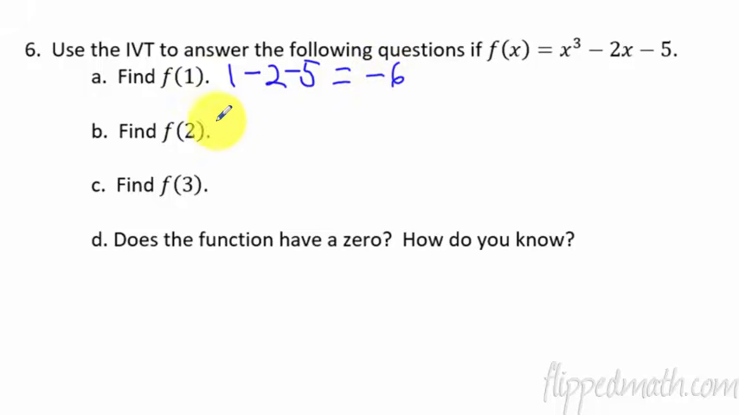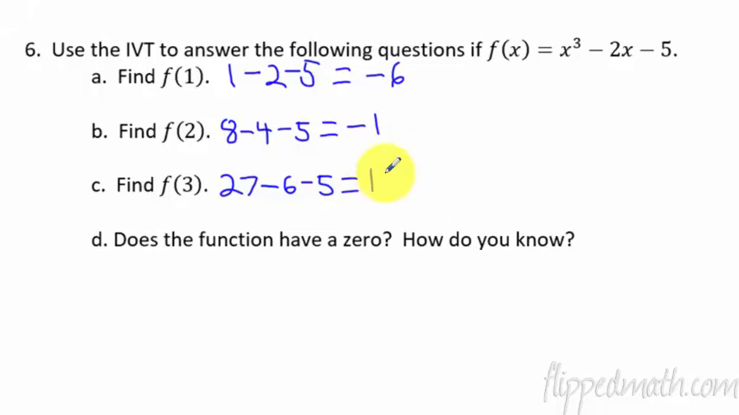Next one, plug in a 2. 2 cubed is 8, minus 4, minus a 5. And what is that going to equal? 8 minus 4 is 4. 4 minus 5 is negative 1. f of 3, plug in a 3, you get 3 cubed is 27, minus 6, and then minus 5, is 16.